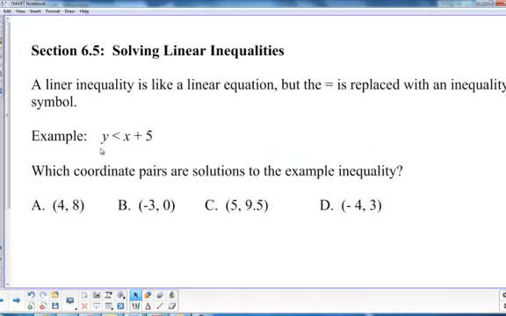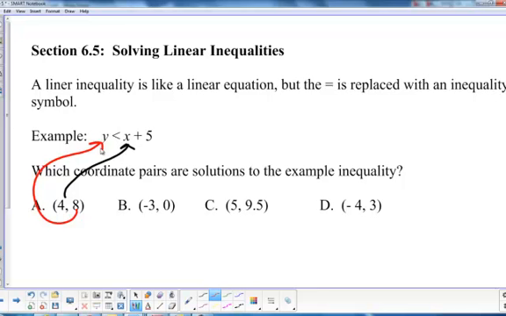Alright, so instead of just one letter, we're now going to have something in y equals mx plus b. So the first question is, which coordinates are solutions to this inequality? Well, you can do this one of two ways. You can plug the 4 in for x and the 8 in for y and test it. I guess that's probably the easiest for now.